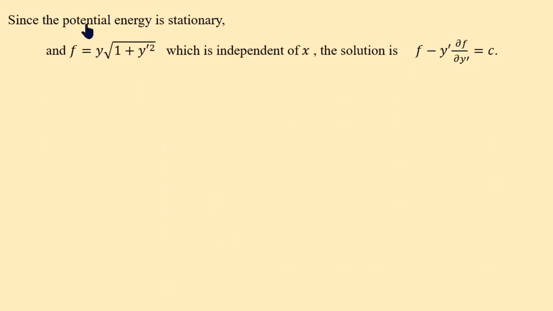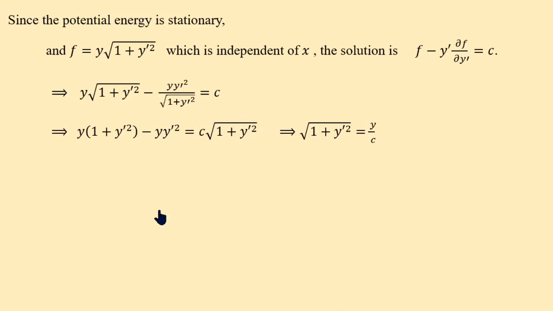Now this potential energy is stationary. You are going to find the functional f, that is y into root 1 plus y dash square. It is similar to the previous question, that is surface area. Here f is y into root 1 plus y dash square, independent of x. F minus y dash into dou f by dou y dash is c constant. If it is independent of x, this is your Euler equation, and we already solved the same type. So simplified, finally, you get the same answer.